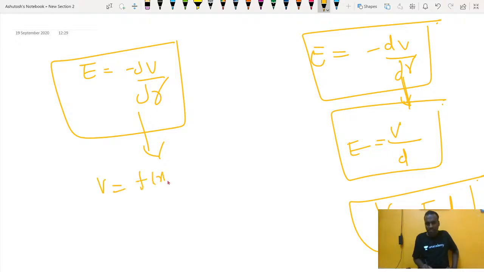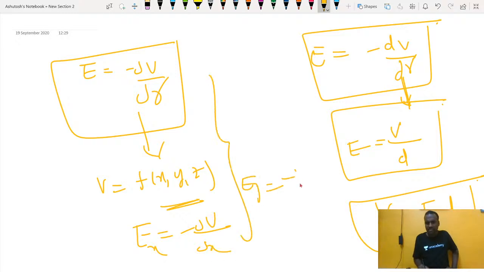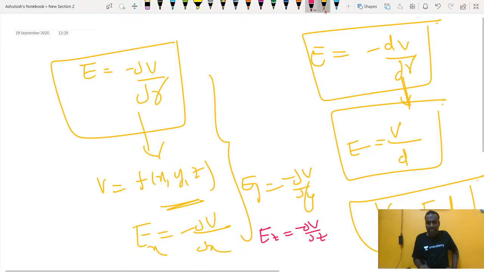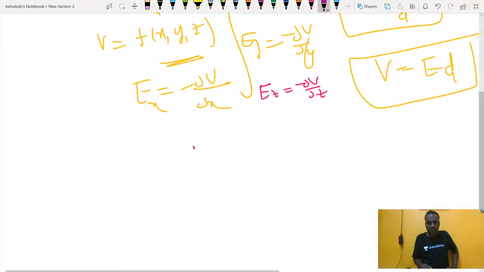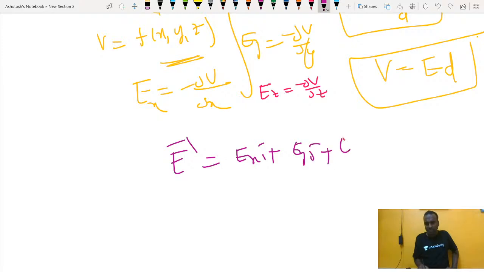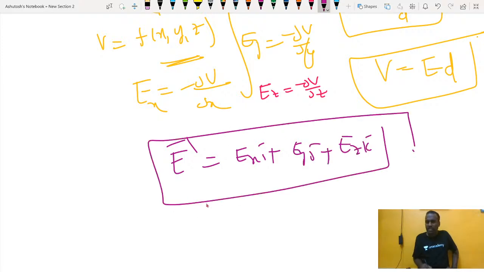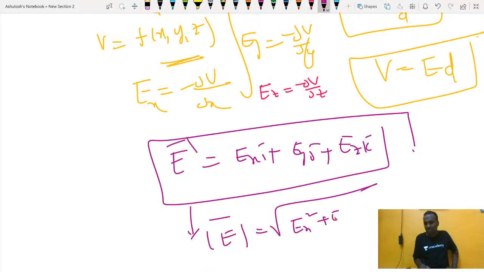Whenever the potential is a function of x, y, z, then E is equal to minus dou V by dou R. So along the x-axis, minus dou V by dou x, along the y-axis minus dou V by dou y, and along the z-axis minus dou V upon dou z. Then we can mention that E bar is equal to Ex i bar plus Ey j bar plus Ez k bar. If the question asks for magnitude, you need to take the magnitude, otherwise you can mention it as it is.